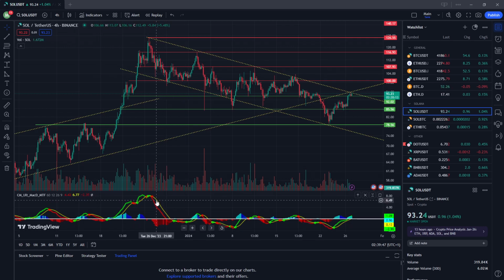And as you can see, the shorter moving average is below the longer moving average, which indicates a little bit of a negative trend. And you can see it back here. It is indeed a negative trend.